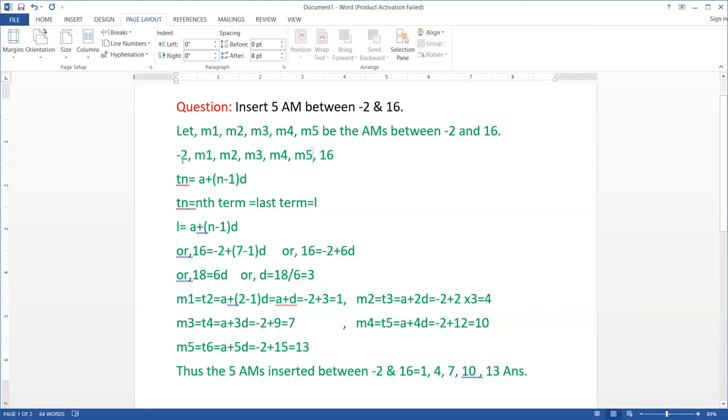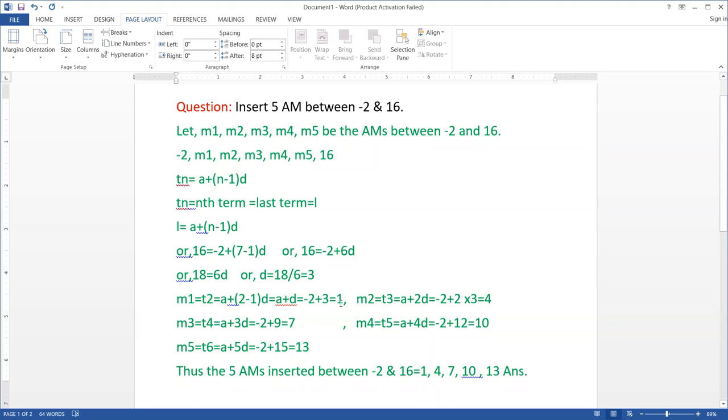We can definitely add 3 to -2 to get the M1 value, and again add 3 to M1 to get the M2 value, and add 3 to M2 to get the M3 value. That can be another alternative idea, but I'm not going that way here. I'm just writing M1, and M1 means if you go on counting starting from -2, you will get 1 and 2, that is, M1 is the second term. So the second term equals a plus 2 minus 1 into d, and a is written as it is, and 2 minus 1 means 1 into d, that is d. So a means -2, and d we have already found to be 3.